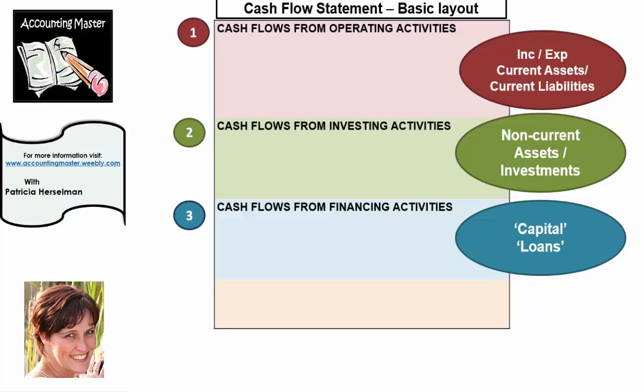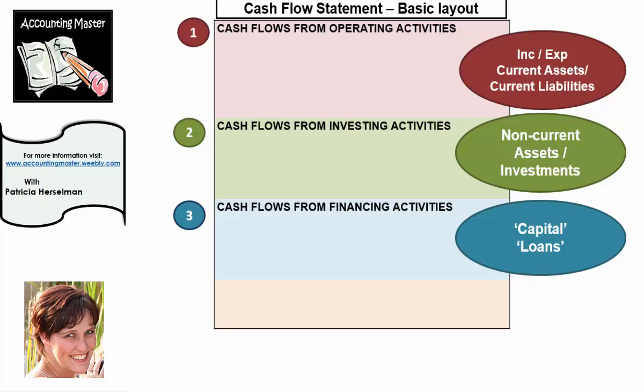Those three sections must be in this order. Firstly, the cash flows from operating activities, then the cash flows from investing activities, and then the cash flows from financing activities. The order is important. Operating, investing, financing. OIF, O-I-F.